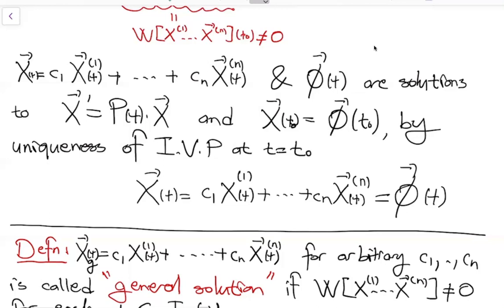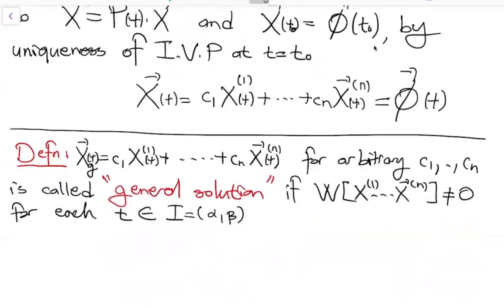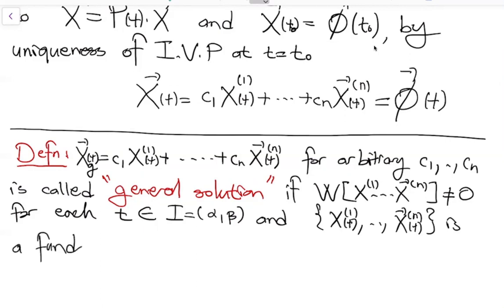Alpha, beta. And we say this set, x1 to xn, is a fundamental set of solutions. So then what does this thing say?